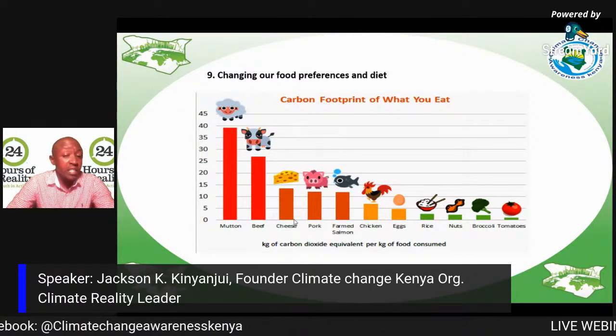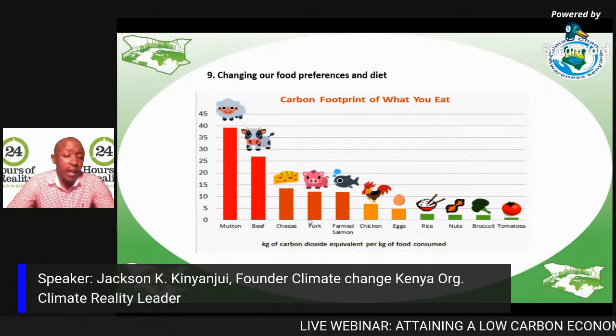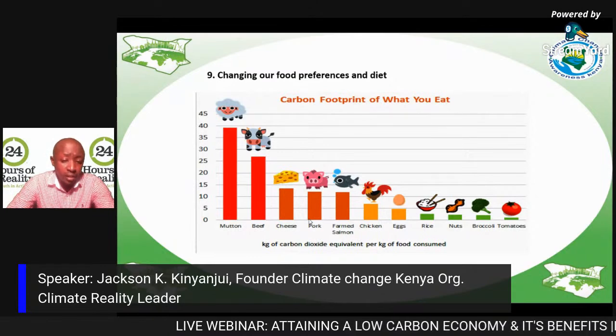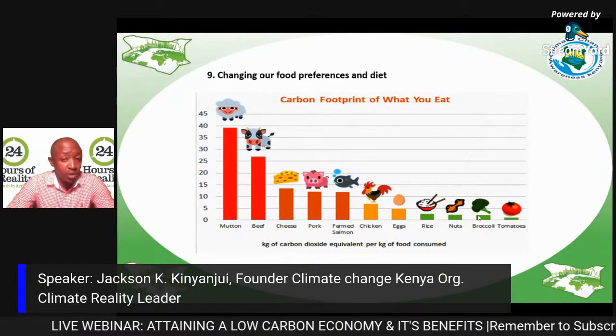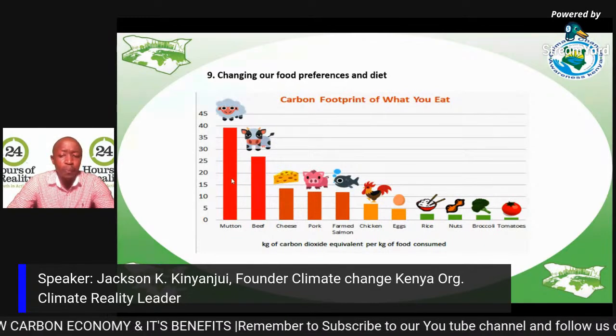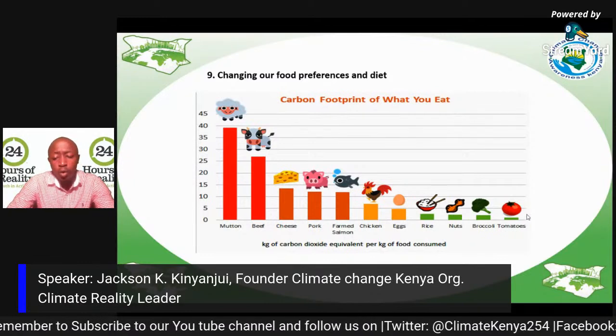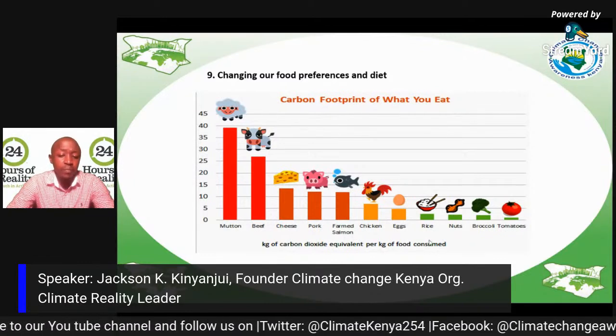So from this chart, you're able to see that the meat section has a high carbon emission rate compared to the vegetables. So for us to reduce our carbon footprints, one way is to shift from beef and meat and be more dependent on the vegetables that we have.